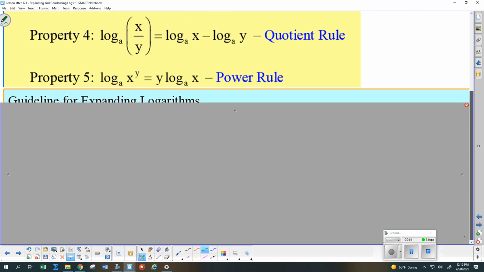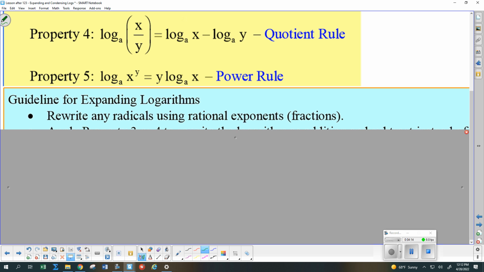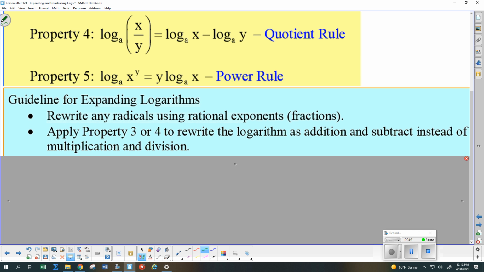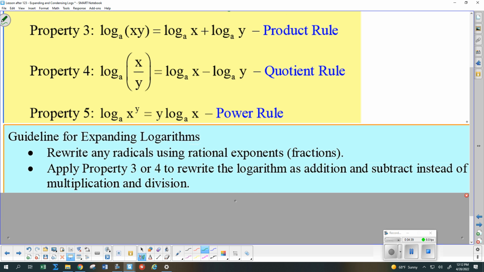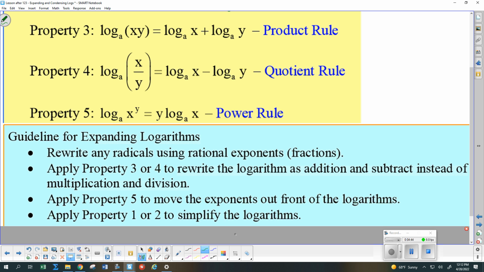So here are some steps if you are expanding. You're starting with a short form and you want to write it out. If you have a square root or cube root, rewrite that as something to the 1/2, something to the 1/3, so you'll be able to use that power rule to simplify it. Use the product and quotient rules to write it out as addition and subtraction because you're trying to expand it out. Move any exponents out in front and then simplify any places that you can.